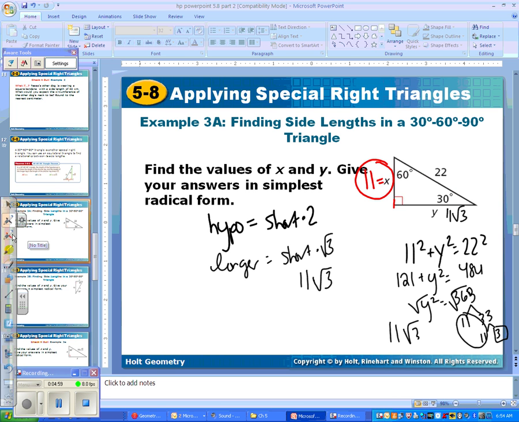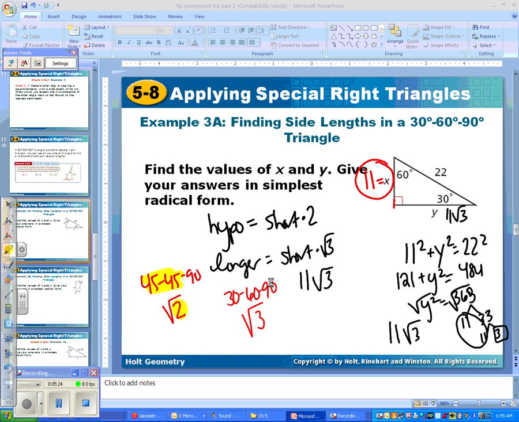So something I want you to notice is that with the 45, 45, 90 triangle we talked about yesterday, that one always had a radical 2 in it. For the most part, there's a radical 2 somewhere in there. And how I remember that is, well, there are two 45-degree angles, so there should be a 2 underneath the radical. For 30, 60, 90 triangles, there should always be a radical 3 somewhere in your answer. And how I remember that is, well, there's a 3 in 30, so there should be a 3 in your radical. For the most part, for the most part.